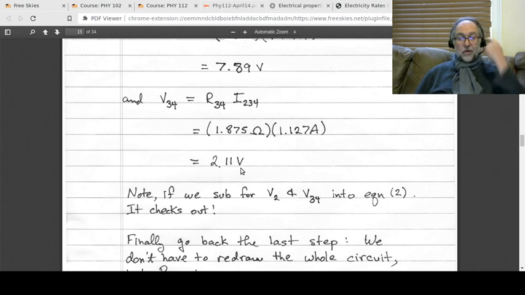Okay, now because the voltage drop across both of them has to be 10 volts, you can check. If I add 7.89 volts plus 2.11 volts, do you get 10? It does. So it works out. Okay? Everything's consistent. Great. We're almost done.